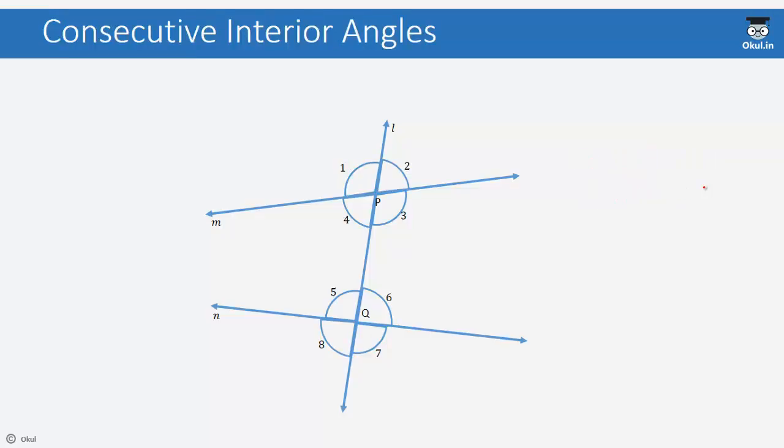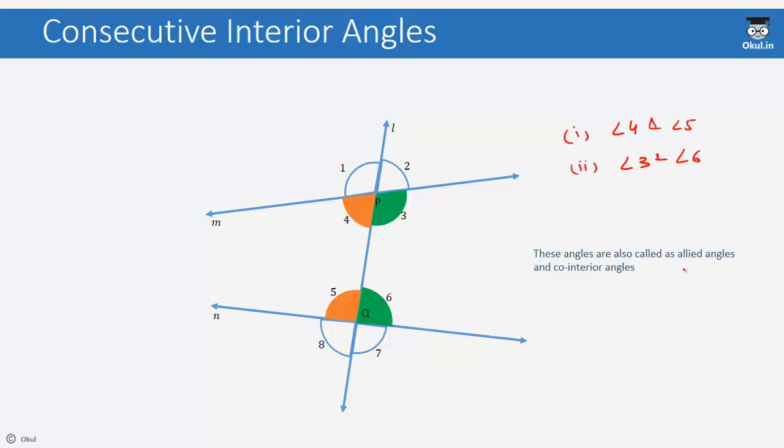Now the next angles formed are the consecutive interior angles. So we are talking about interior, so we have these 4 angles, and consecutive angles are on the same side of the transversal. So that is angle 4 and angle 5, they are on the same side of the transversal, and similarly 3 and 6. So the first pair of consecutive interior angles is angle 4 and angle 5. The second pair is angle 3 and angle 6. Now these angles are also called allied angles, and also co-interior angles.